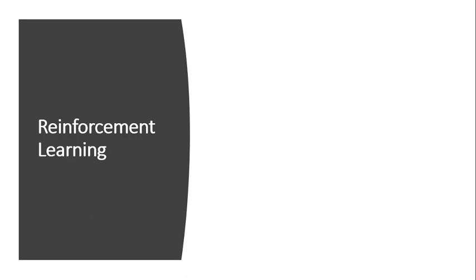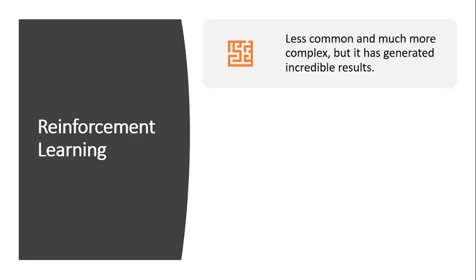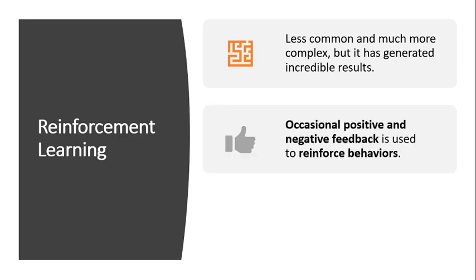Now another one, which is very complex and new, is reinforcement machine learning. Though it is less common and complex, it generates incredible results. Think of it like training a dog. Good behaviors are rewarded with a treat and become more common, and bad behaviors are punished and become less common. This reward and motivation behavior is key in reinforcement learning. This is the psychology that can be used for reinforcement machine learning. Occasionally positive and negative feedback is used to reinforce behaviors.